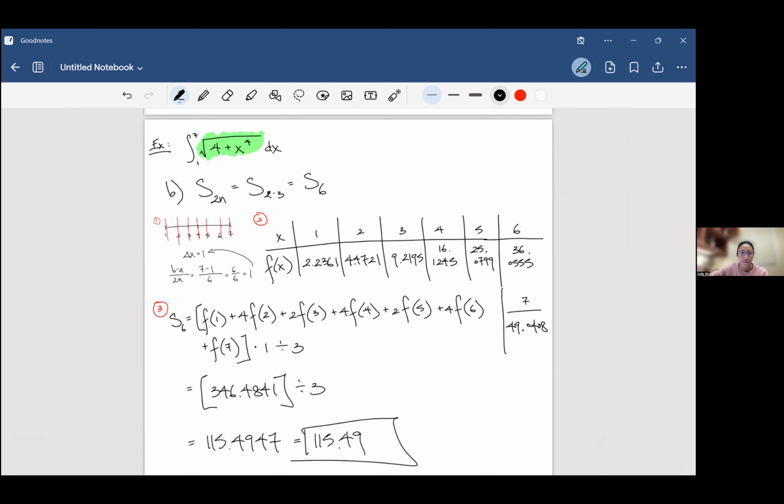All right. So we've got our Simpson's, we've got our trapezoidal. It's really about knowing the formula and what you have in terms of finding your n value. Okay?